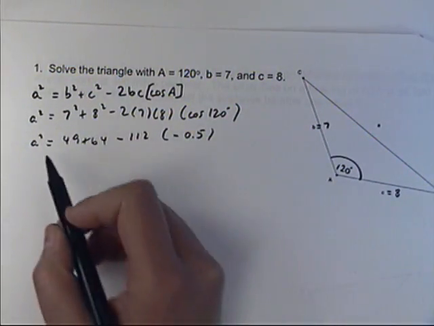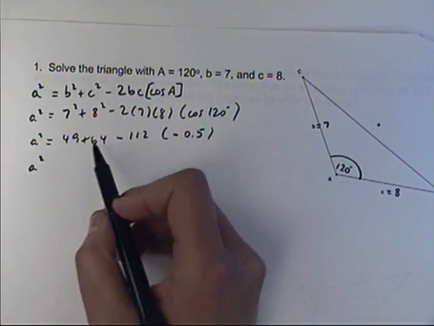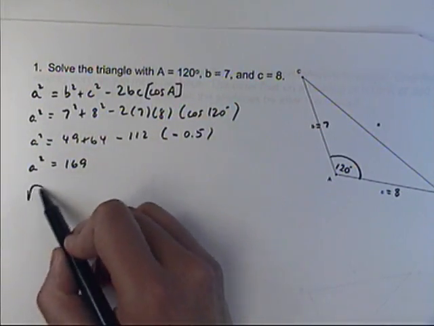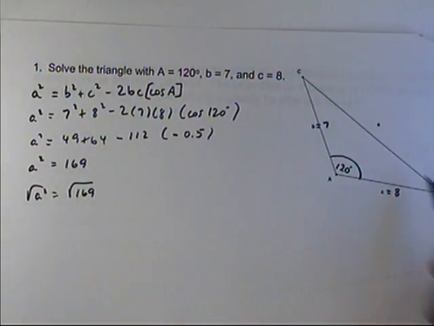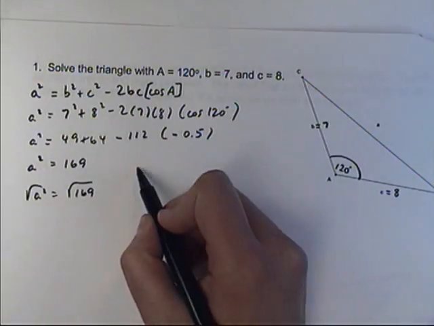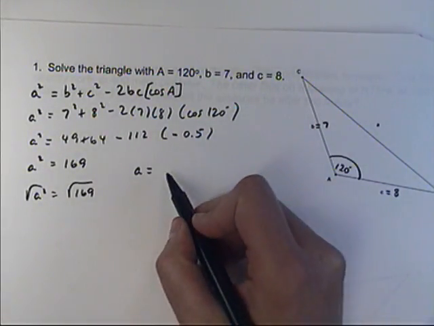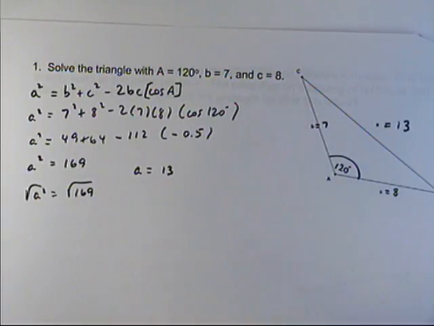So if I multiply negative 0.5 times positive 112, I get a negative 56, and then minus that, I add it to 64 and 49, which gives me 169. Now I'm going to take the square root of both sides. Since this is a side length, I'm not going to put plus or minus in front here, because lengths are always positive. So the square root of 169 is 13, and so A is 13.